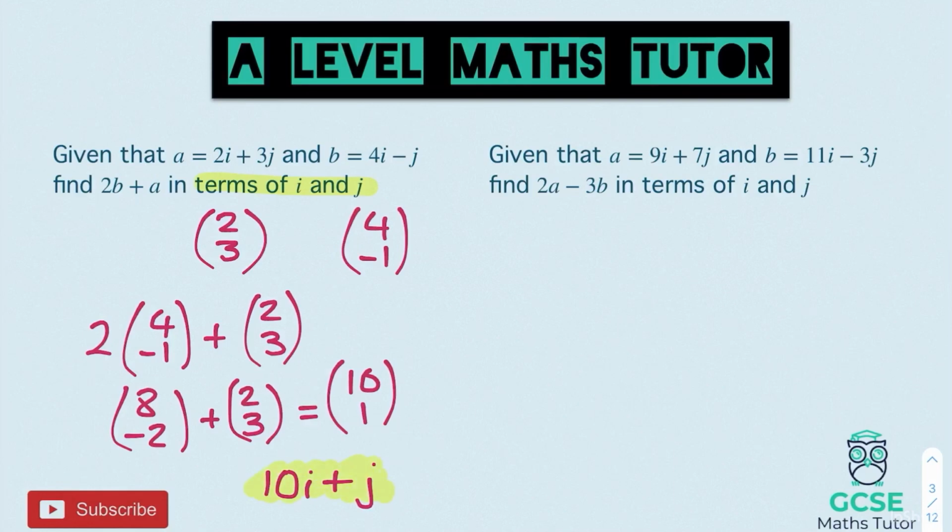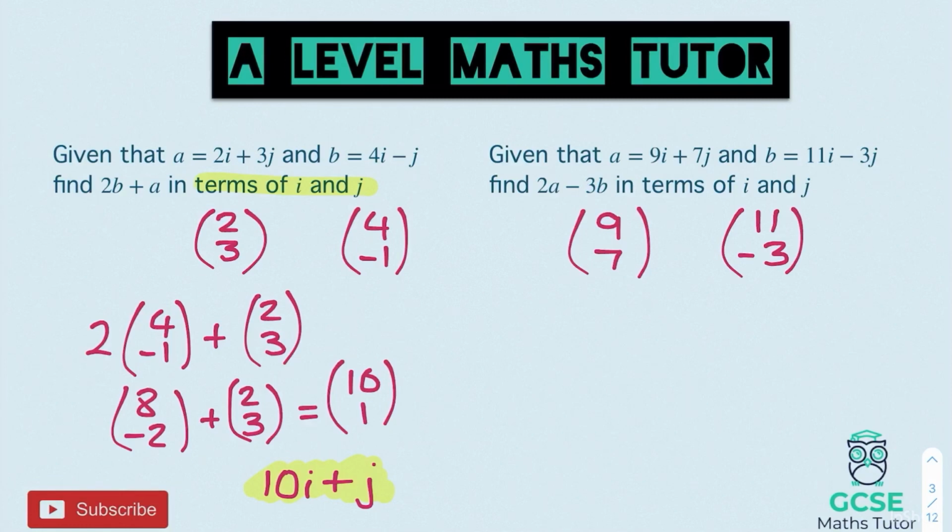You'll very rarely ever see a 1 put with the j when you're actually answering questions, so it's best to get into the good habit of not writing them in. On to the next one, we'll do this one a little bit quicker. That first vector there, we've got 9 over 7, and the vector B there, we have 11 over negative 3. And we need to do 2 A's take away 3 B's.